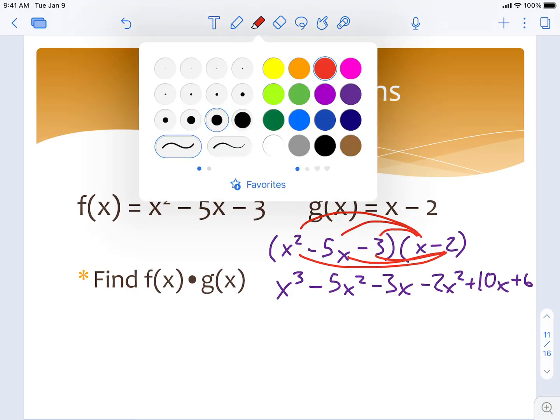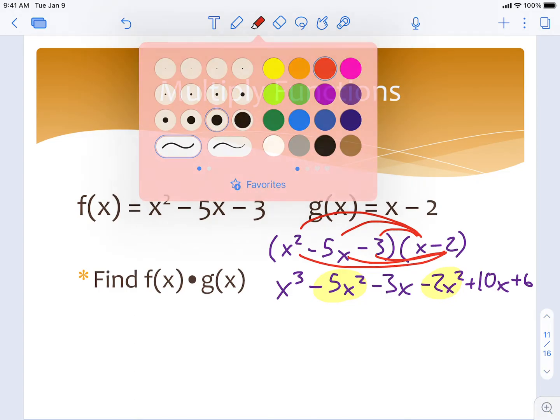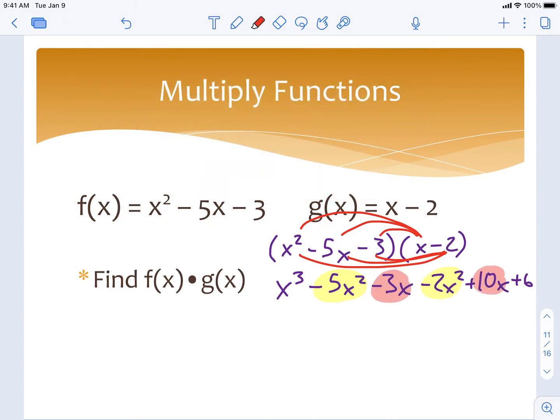Now we're combining like terms. I've got squareds that will add together. I've got x's that will add together, and then I've got some stuff that doesn't have anything to combine to. And so my final answer, x cubed, negative 5 minus 2 is minus 7x squared, negative 3 plus 10 is plus 7x, and then the plus 6.